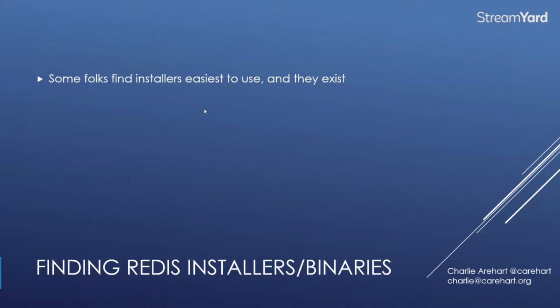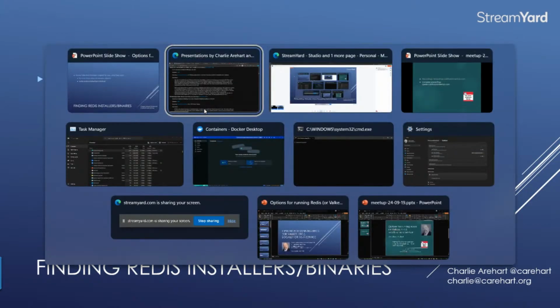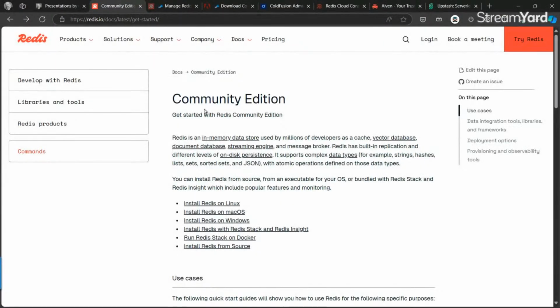But for those who prefer installers, they do exist, but only Linux and Mac binaries are offered. Wait, what? Yeah, so if you go look, because you're like, well, I thought you said Windows. Yep, well, I said something earlier. Let's repeat the point now. This is the link I just showed on that page. This is the link to getting the downloads or other options for implementing Redis. So this is redis.io, their getting started page. And look, there's Redis on Linux, Redis on Mac.